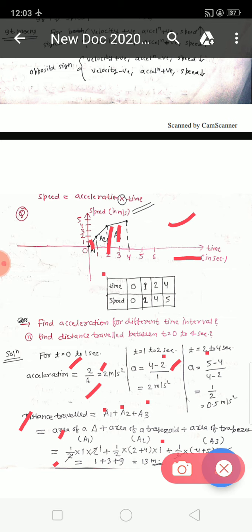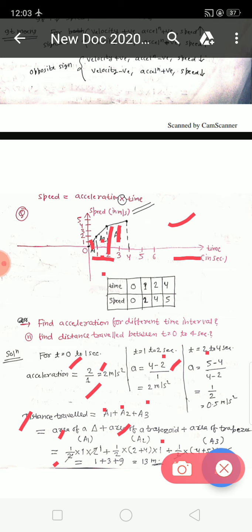For this, the area is 1 by 2 into the sum of parallel sides into the distance between them. One parallel side length is 2 and the other parallel side is 4. So 1 by 2 into 2 plus 4 is the sum of parallel sides, into the distance between them. This is the distance between them: t equal to 1 to t equal to 2 second, that is 1. From there you can find the area of the trapezoid.